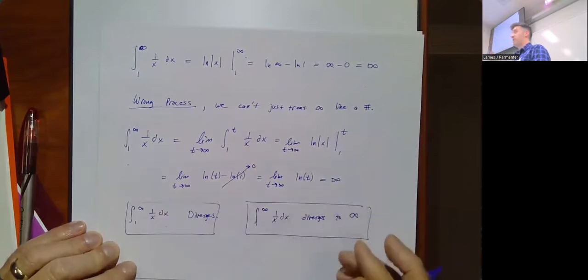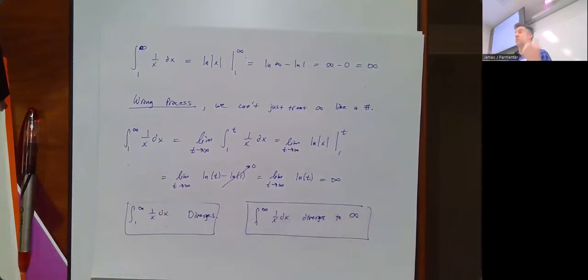Oftentimes in WebWork, if it diverges, they will ask you, does it diverge to infinity or negative infinity, or is it one of those cases where you can't tell and it doesn't exist? Technically, diverging to infinity means the integral also doesn't exist, but we're just being more specific about how we are saying it doesn't exist.